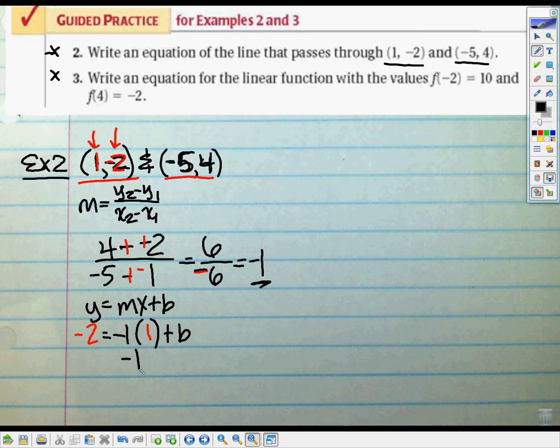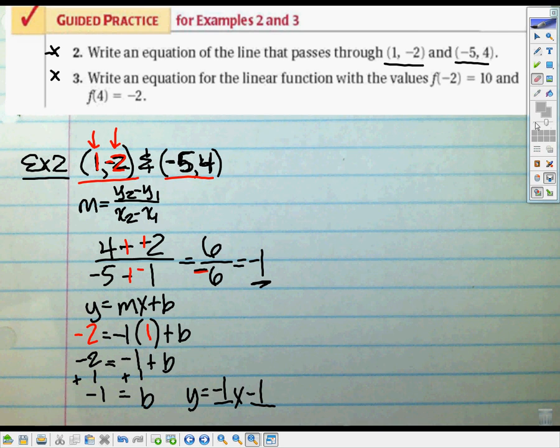-1 times 1 is -1, plus b is equal to -2. If I add 1 here and I add 1 here, we will get that b is equal to -1. So now we're ready to write the equation for it, where we would be saying y equals the slope times x, and put the y-intercept in for that. Our slope is -1, and our y-intercept is -1. So we get y equals -1x minus 1.